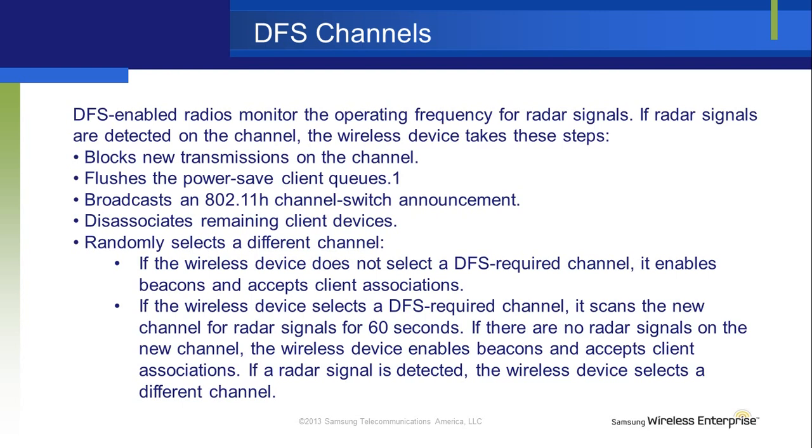But if it selects a DFS channel, it will scan the new channel for radar signals for about 60 seconds. And then if no radar is detected on the new channel, the wireless device enables the beacons and starts accepting client associations. Again, if a signal is detected, it turns around and selects a new channel. That's something to keep in mind. That's why you have to be very, very careful when you select these DFS channels.